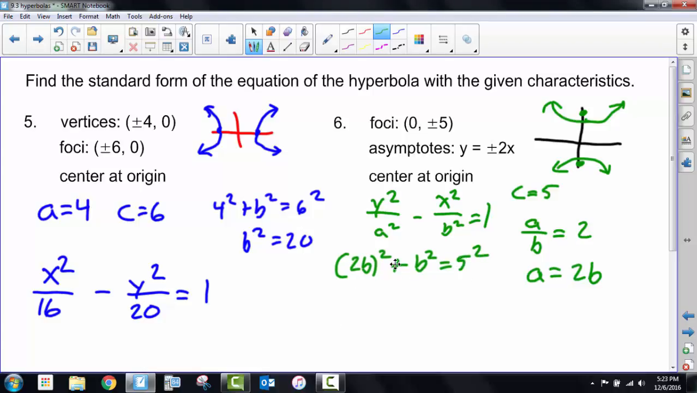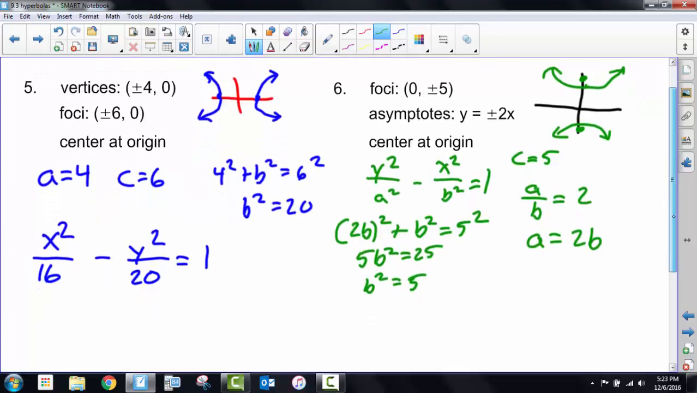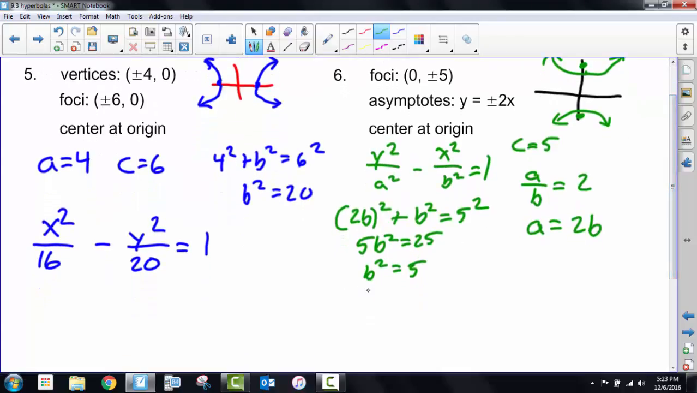All right, so 4b squared plus b squared is equal to 5 squared. So this is going to be 5b squared equals 25. B squared is going to equal 5. Now, again, we remember that if you know b squared, that's really all you need for the standard form, but there's an issue here. We also have to figure out a. So b is equal to the square root of 5. That tells me that a is 2 times the square root of 5.